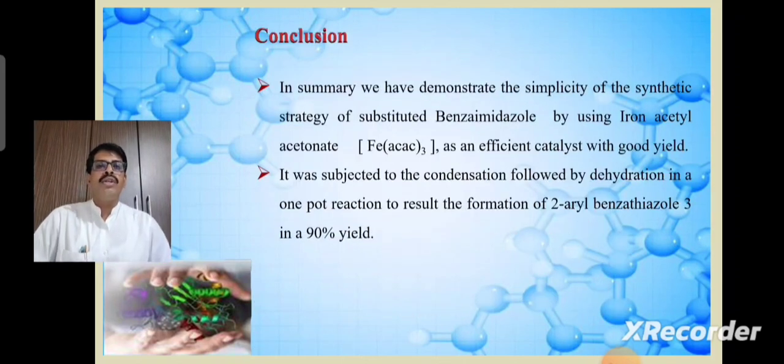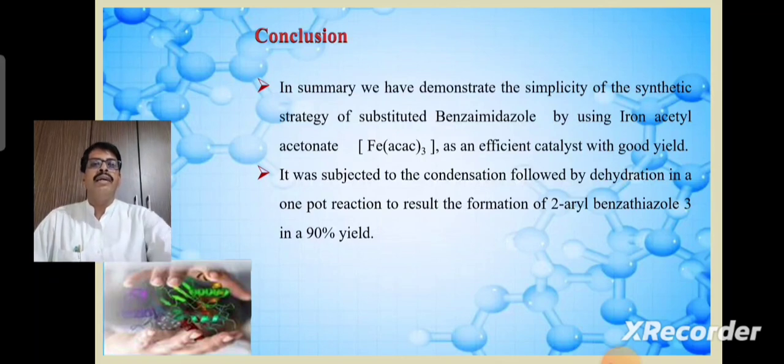Now conclusion. In summary, we have demonstrated the simplicity of the synthetic strategy of substituted benzimidazole by using iron acetylacetonate as an efficient catalyst with good yield. It was subjected to condensation followed by dehydration in a one-pot reaction to result in the formation of 2-aryl benzimidazole in a 90% yield.